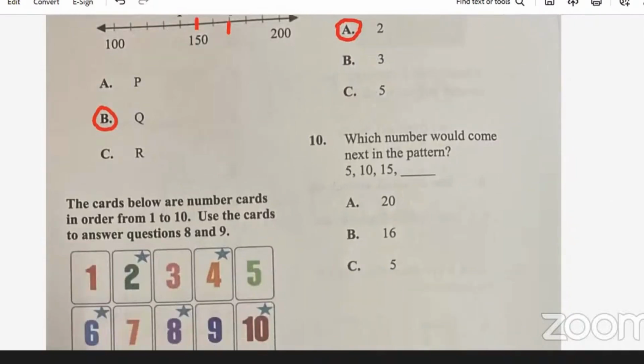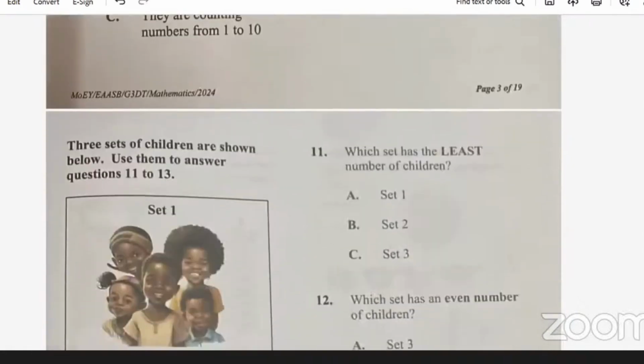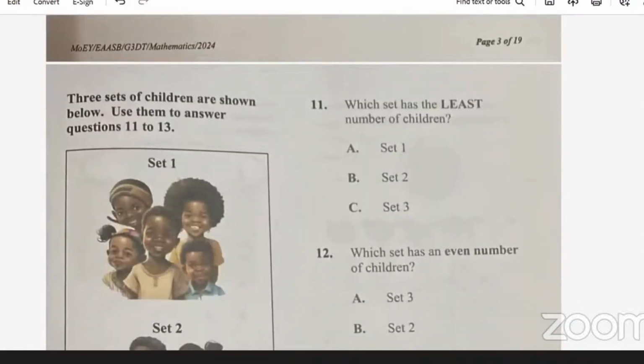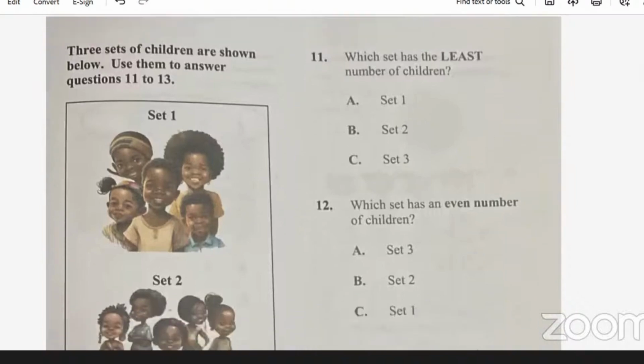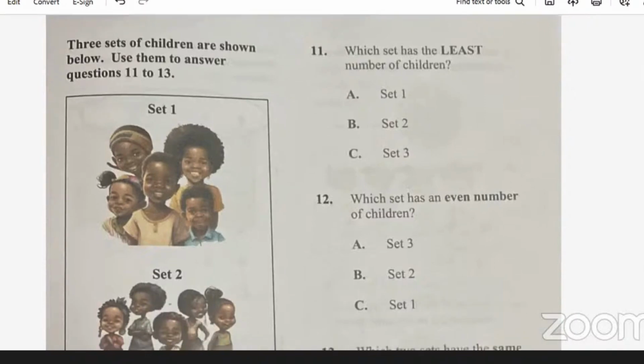Which number would come next in the pattern? 5, 10, 15. What number would be next? They are counting by 5, so next number, the correct answer would be D, 20. 5, 10, 15, 20. All right, so we are now at question 11, and again, we have another picture that we will now use to answer 3 questions.